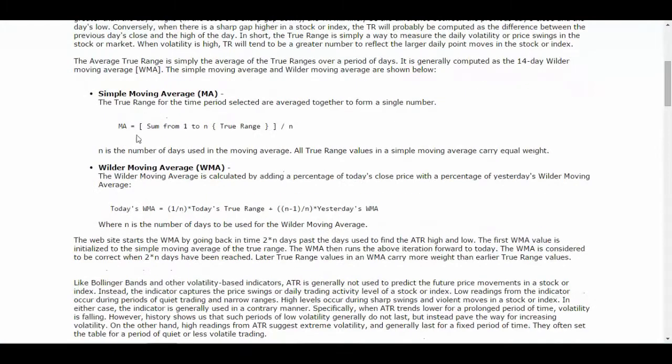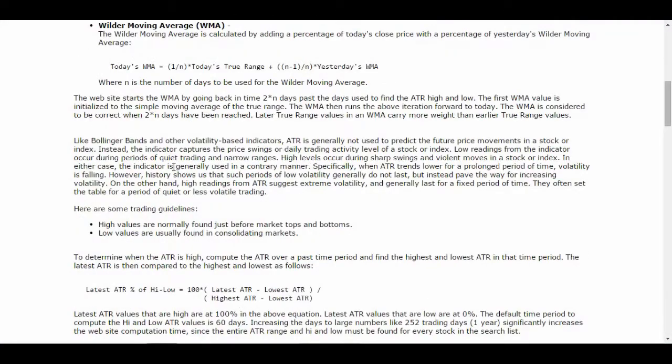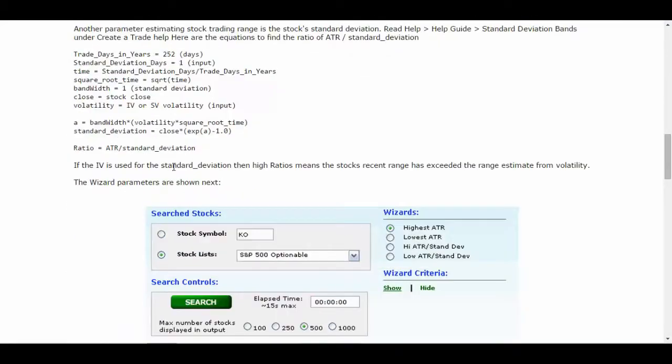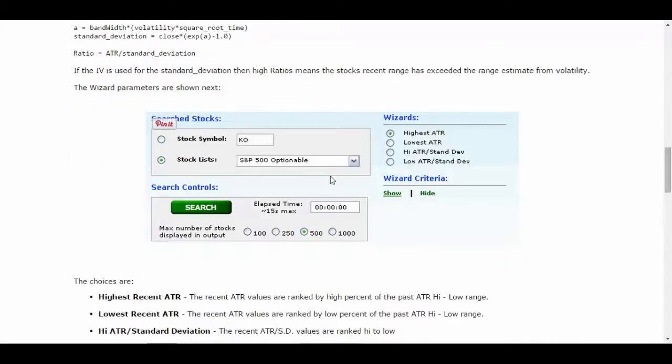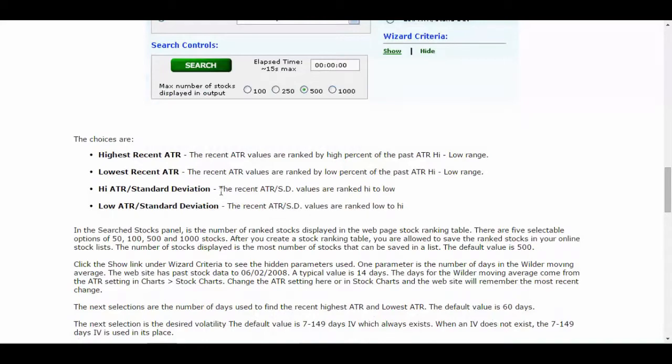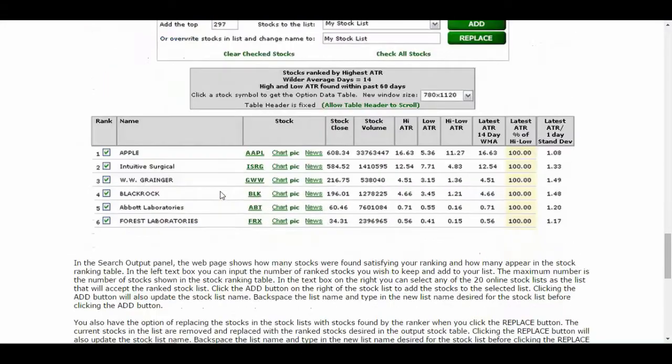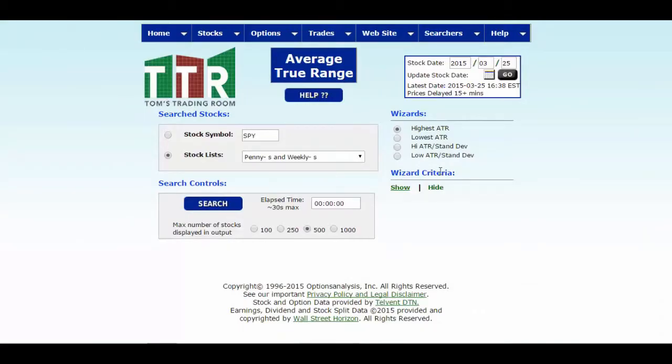Here's a calculation of the simple moving average versus the Wilder moving average. You can again read up more on the information as to the formulas used. There's the explanation on the wizards, the different choices and what they will show you, and down below an example of the readout once you click on the search button. Let's go back to the average true range page, and you'll see that it defaults to the highest ATR.